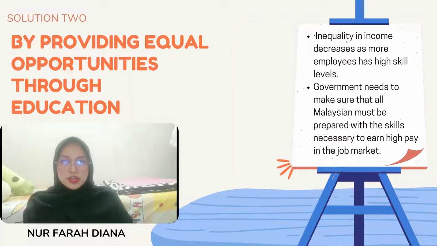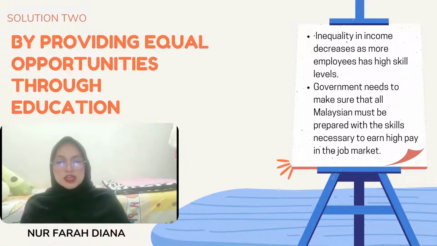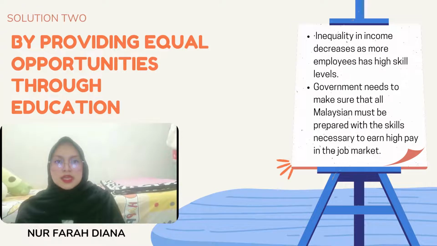The next solution or recommendation is providing equal opportunities through education. Inequalities in income decrease as more employees have high skill levels. As an example, in Korea, 43% of the workforce has a university degree or above, compared to 34% in Sweden, 32% in the United States, 25% in Malaysia and 17% in Brazil. This is one of the reasons why Korea's market income inequality is among the lowest in the world.